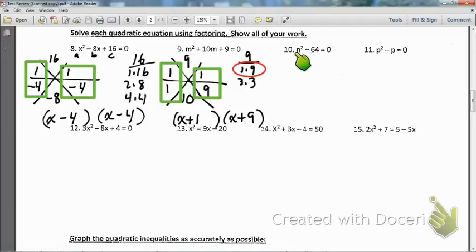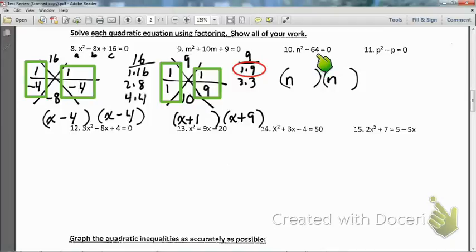I check to see if they're both perfect squares. Well, n squared is n times n, and 64 is 8 times 8. That's on that list I made. So looking good. Am I subtracting? Yes, I am. So I have a difference of squares. Can save myself a little bit of work and just set up my 2 sets of parentheses. So it's going to be what times itself gives me n squared. So that's going to be n, so n times n.